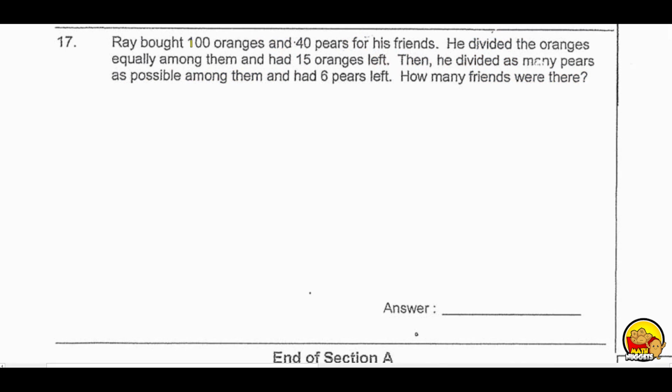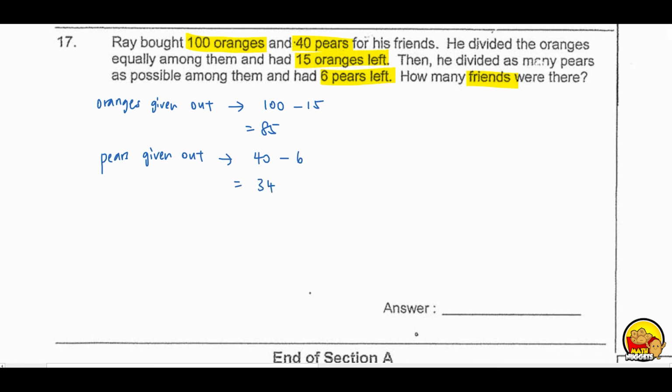Question 17. Ray bought 100 oranges, 40 pears, and he divided the oranges equally among his friends. He had 15 oranges left, and he also divided the pears, and he had 6 pears left. So we're trying to find how many friends there were. Now, we first need to find out the oranges given out. So he had 100, but he had 15 oranges left. So he gave away a total of 85 oranges. As for the pears given out, he started with 40, he had 6 left. So that's 34.